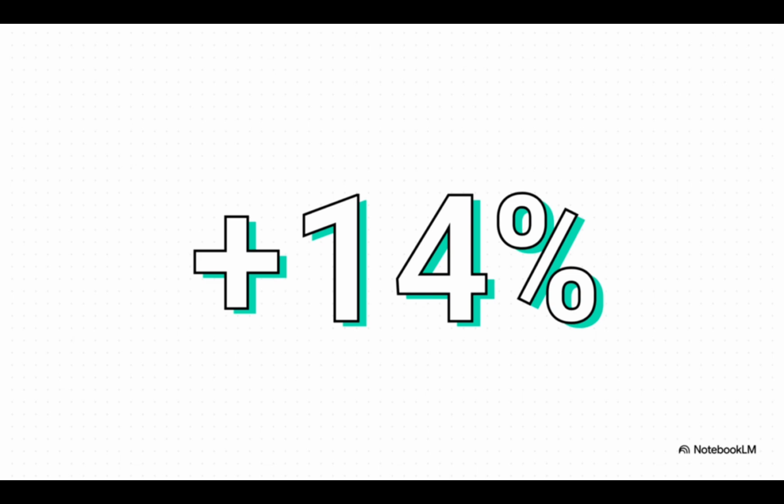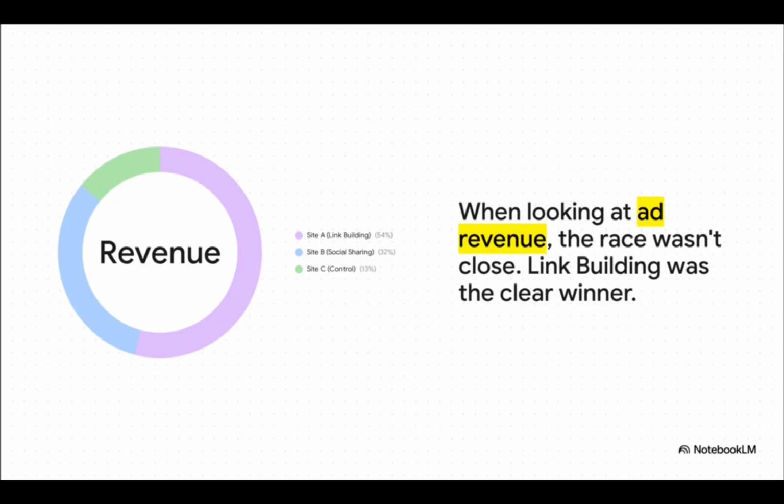A 14% win after 18 months, you might be thinking, that's not that big of a victory. But here's the twist. Traffic is only half the story. The real difference here wasn't about the number of visitors. It was about how valuable those visitors were. Now check this out. When we switch over and look at ad revenue, the actual money each site made, the race wasn't even close. Site A, the link building site, brought in a commanding 54% of the total revenue. Meanwhile, Site B was left way behind with only 32%. That is a massive difference.